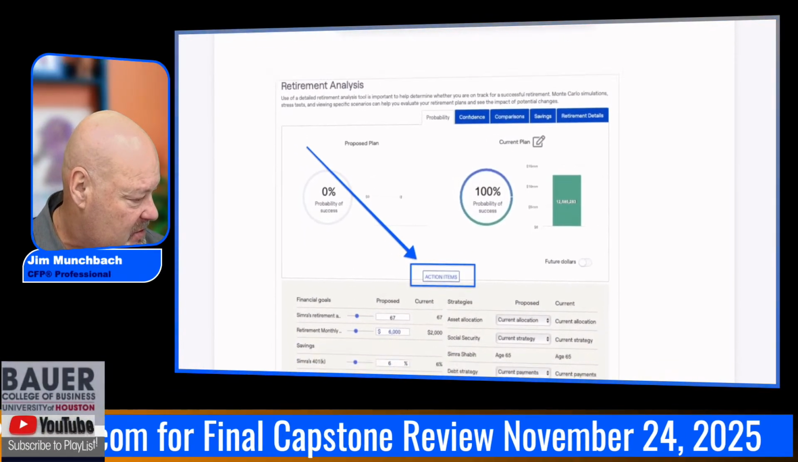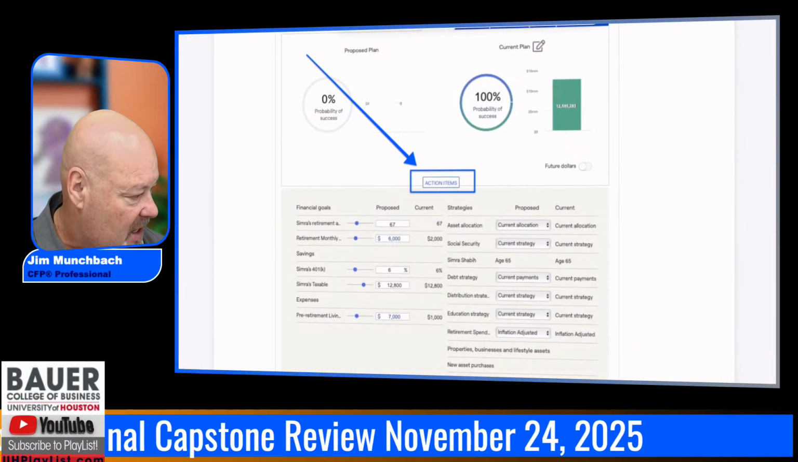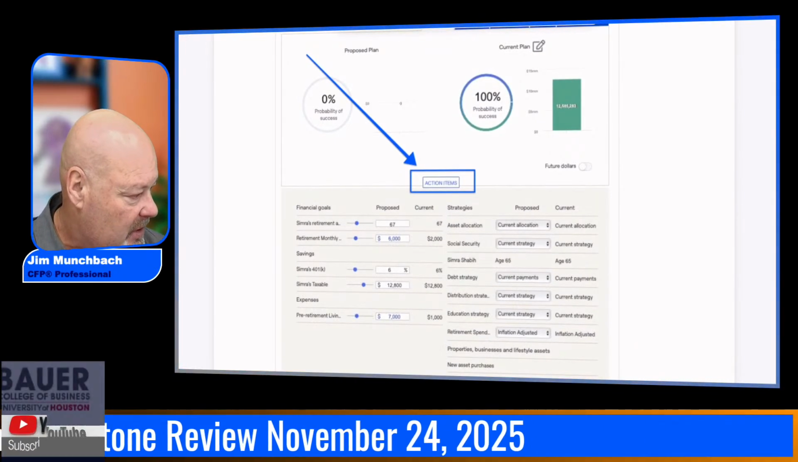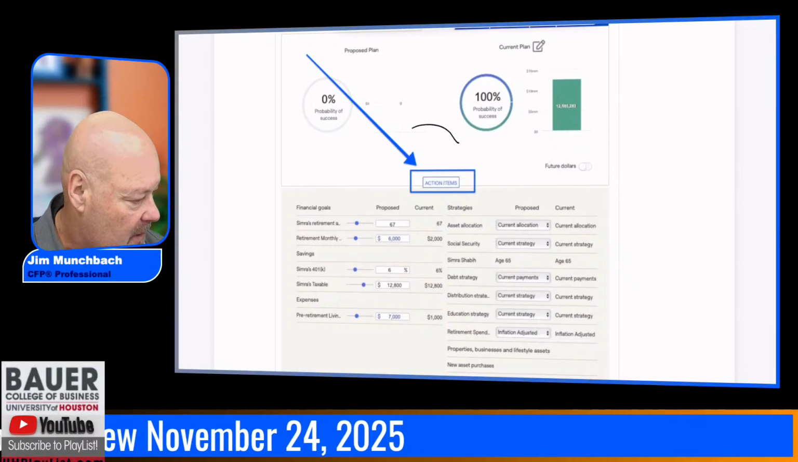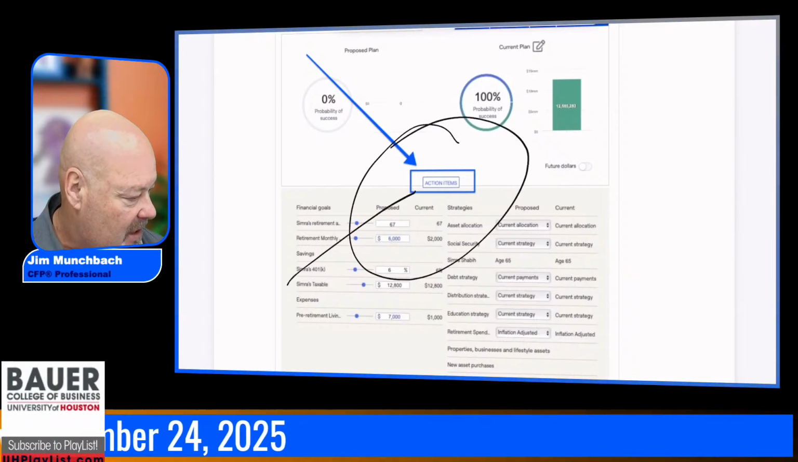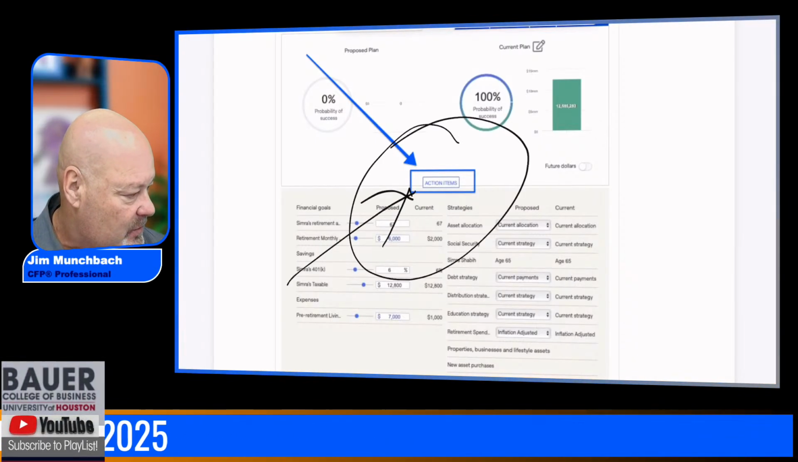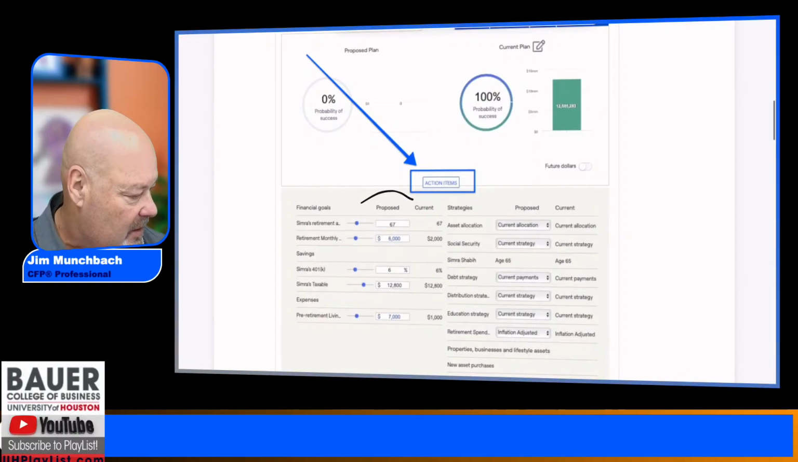So again, this is the retirement analysis. Hopefully you know about the action items right there. That's what we're going to jump in and look at.